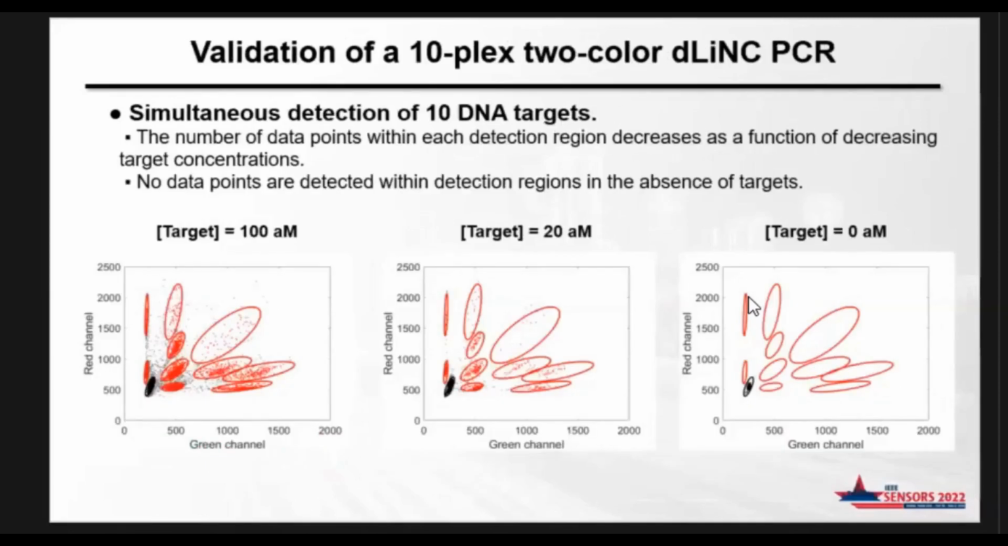So using those 10 target detection regions, we performed 10-plex two-color digital dLiNC PCR for simultaneous detection of 10 DNA targets. As you can see, these plots, the number of data points within each detection region decreases as a function of decreasing target concentration, and there were no data points within any of the detection regions in the absence of target.